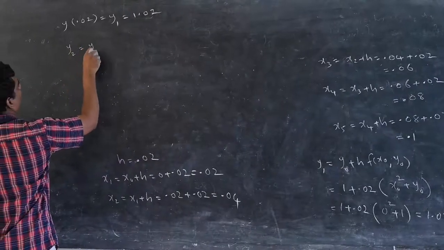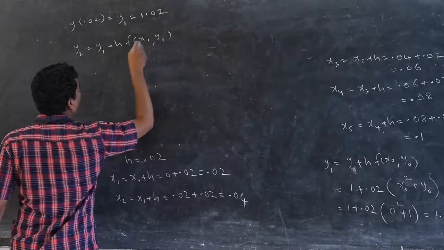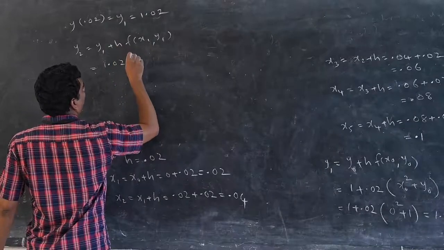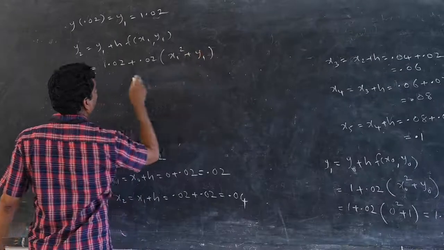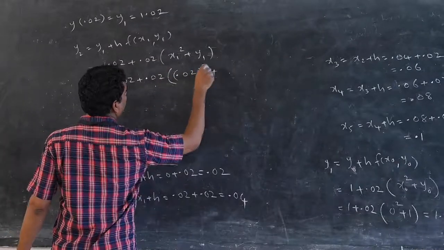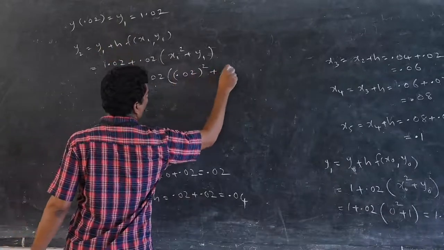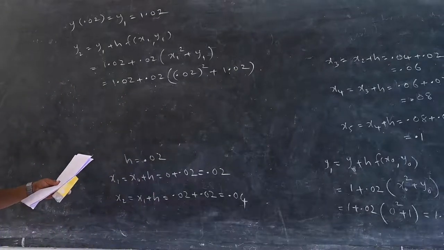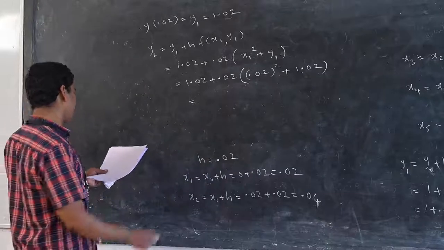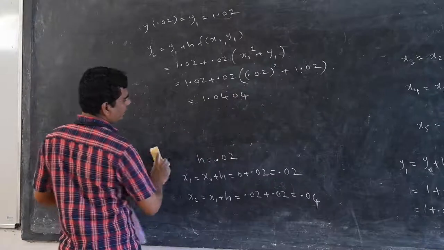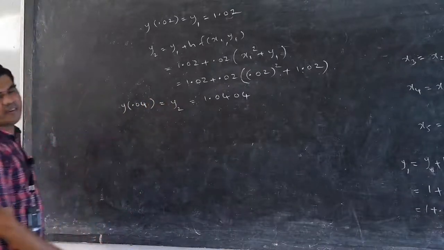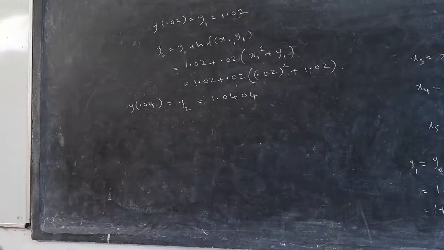y2 is equal to y1 plus h into f of x1, y1. We have y1 as 1.02, plus 0.02 into x1 square plus y1, which is 1.02 plus 0.02 into 0.02 square plus 1.02. Calculating using a calculator, this is equal to 1.0404. So y2 is y of 0.04, the approximate value of the solution using the Euler method at the point 0.04.